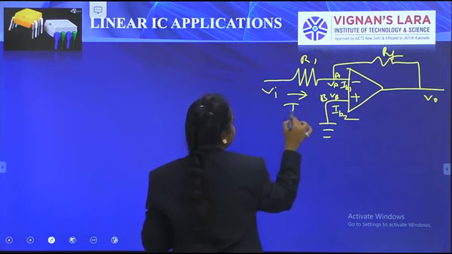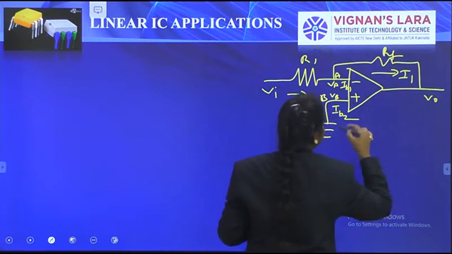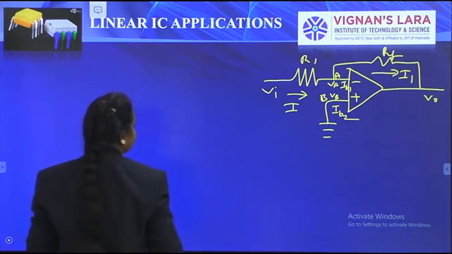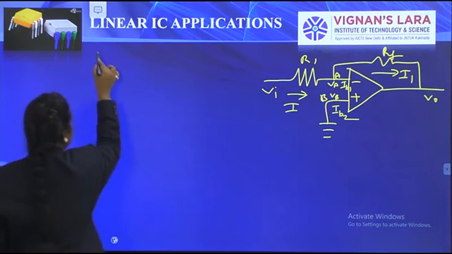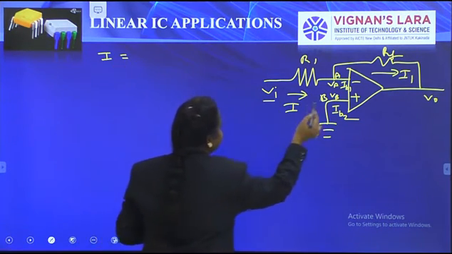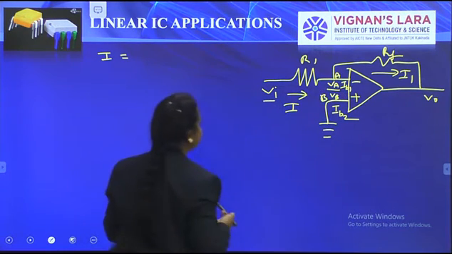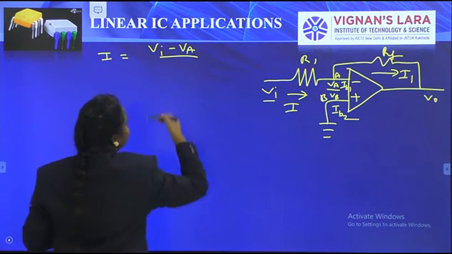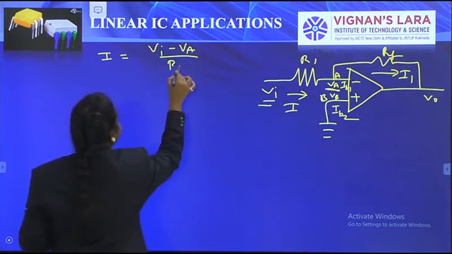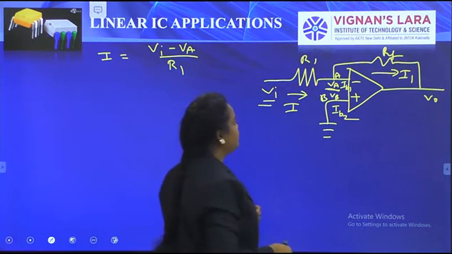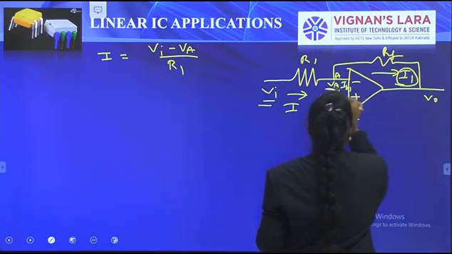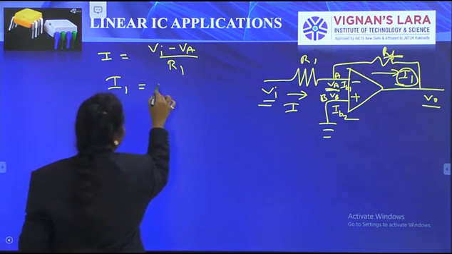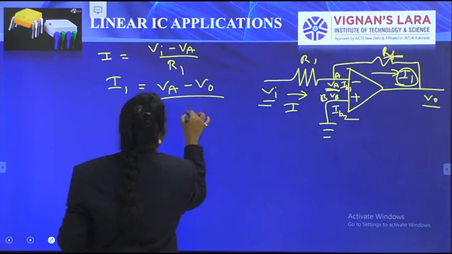Here I is the current flowing through the inverting terminal, and I1 is the current flowing through this. From the voltage divider rule, I can get I is equal to (Vi minus VA) by R1. And applying the voltage divider rule for I1, I1 is equal to (VA minus V0) by RF.